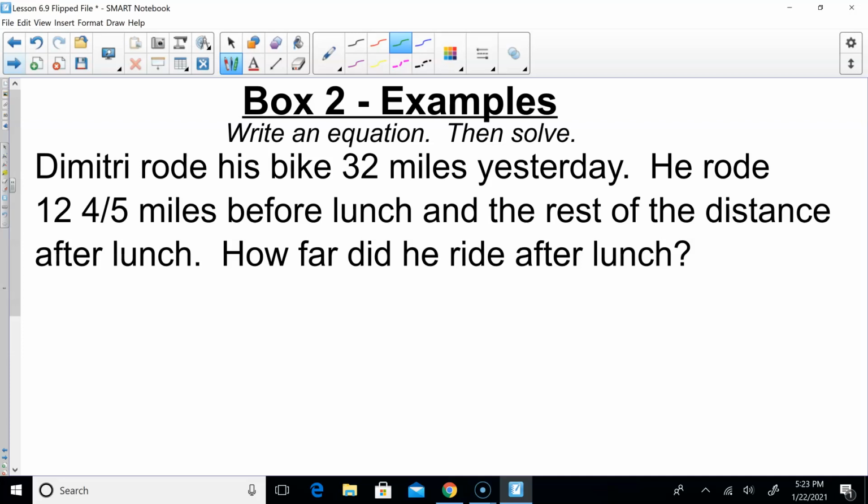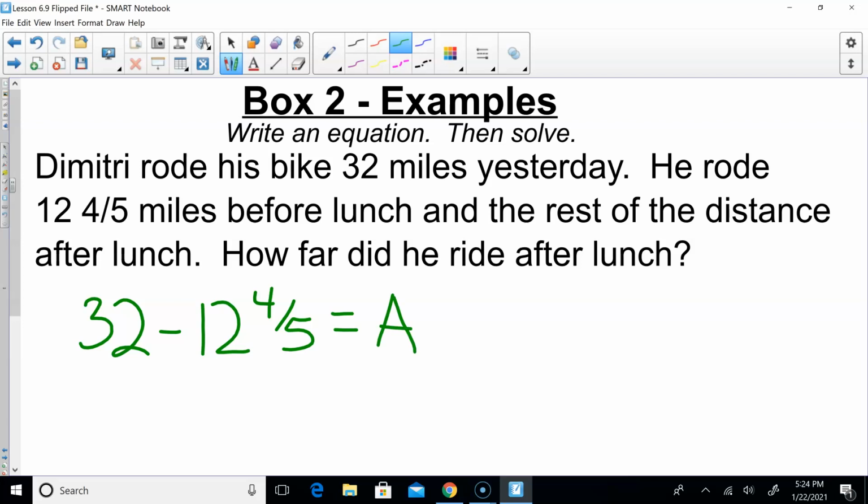All right, so Dimitri rode his bike 32 miles yesterday, so that's the whole day, so 32. I can't go any more than that. And then he rode 12 4/5 miles, so minus 12 4/5 miles before lunch. I don't know how many miles he did after lunch, so I'll put A for after. All right, so let's set this up so we can do some ungrouping and some good work there. So there's my equation. So I'm going to go with 32 minus 12 and 4/5.